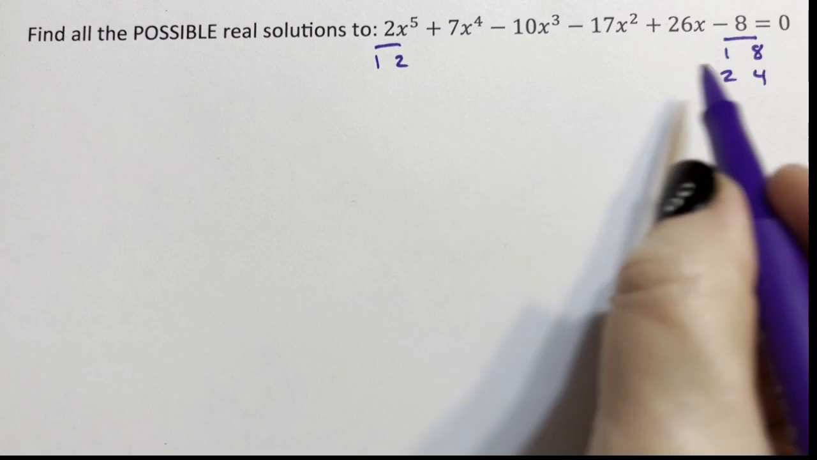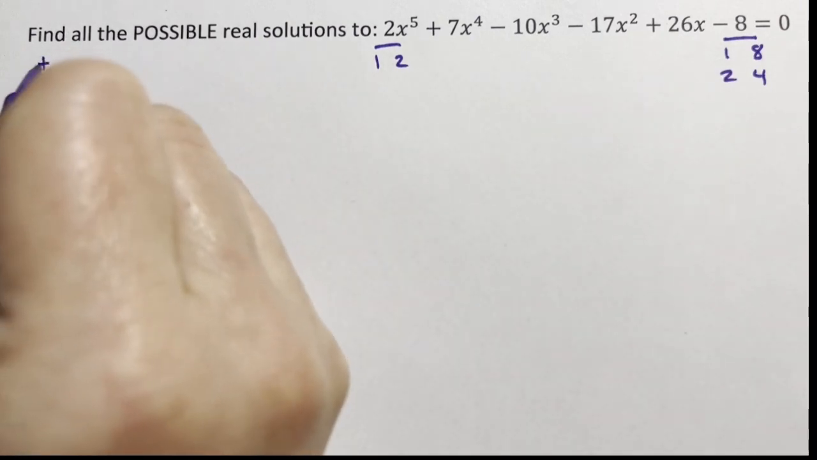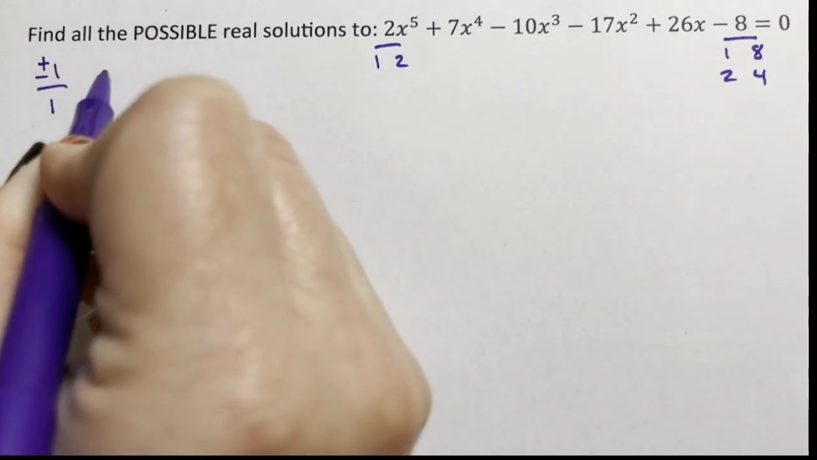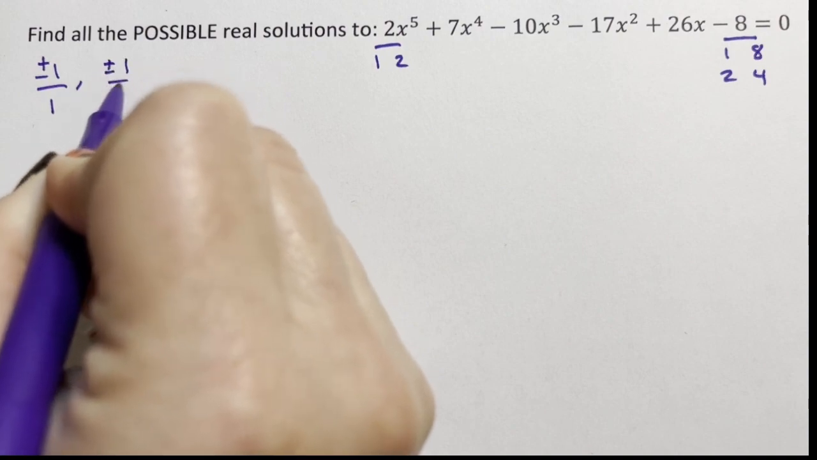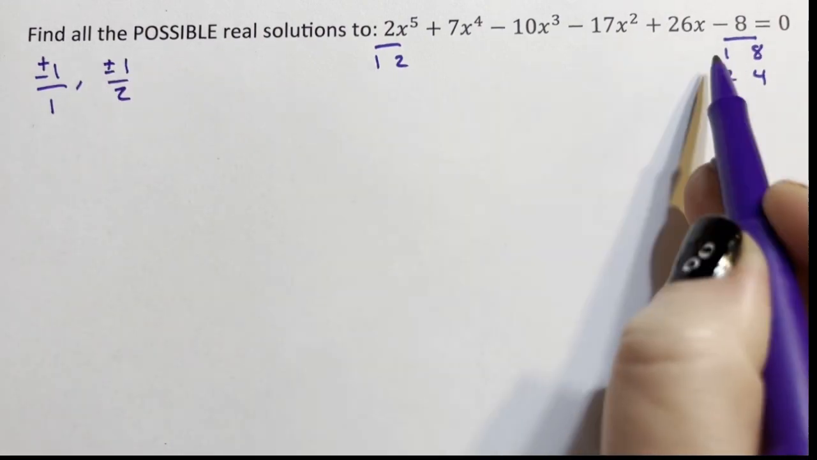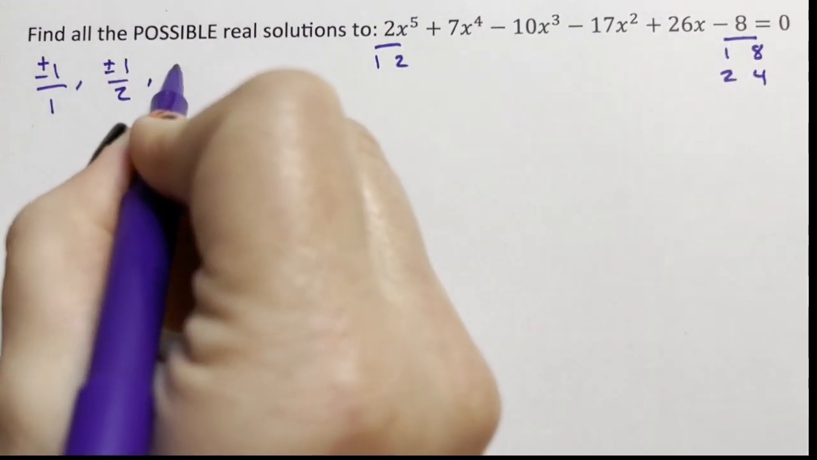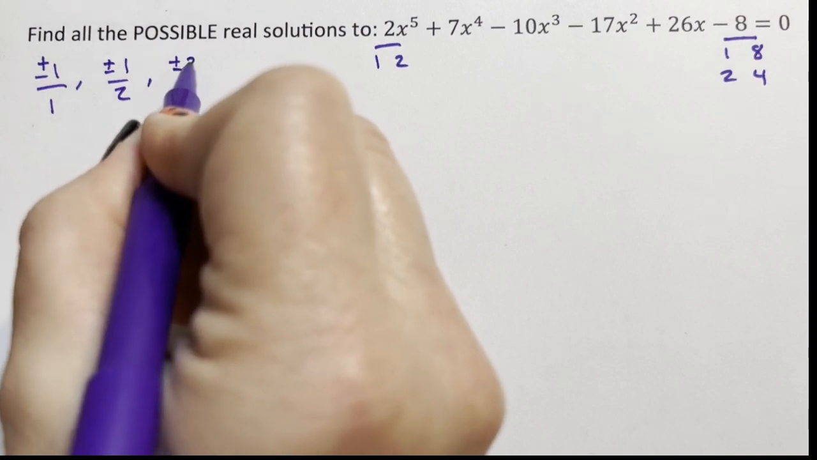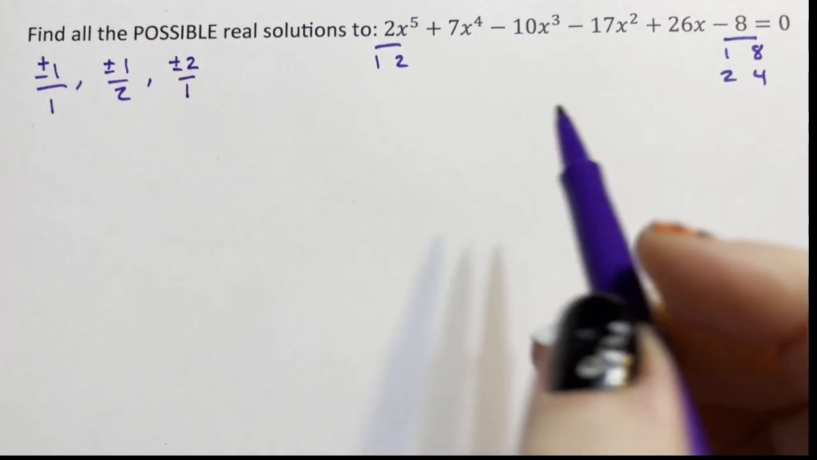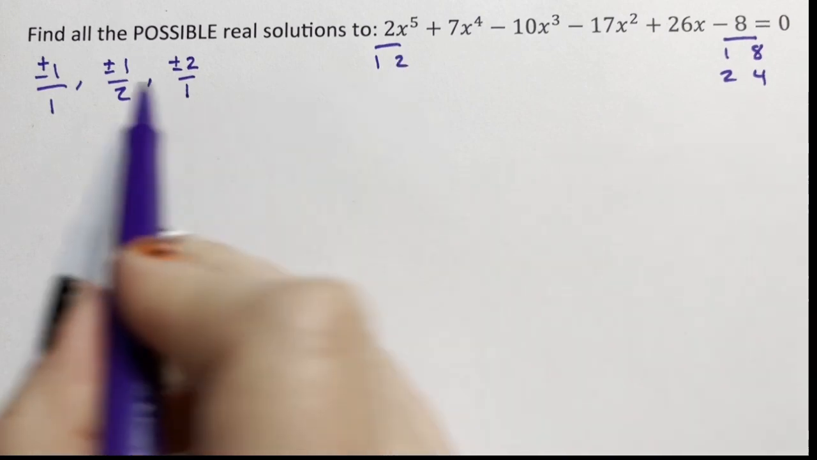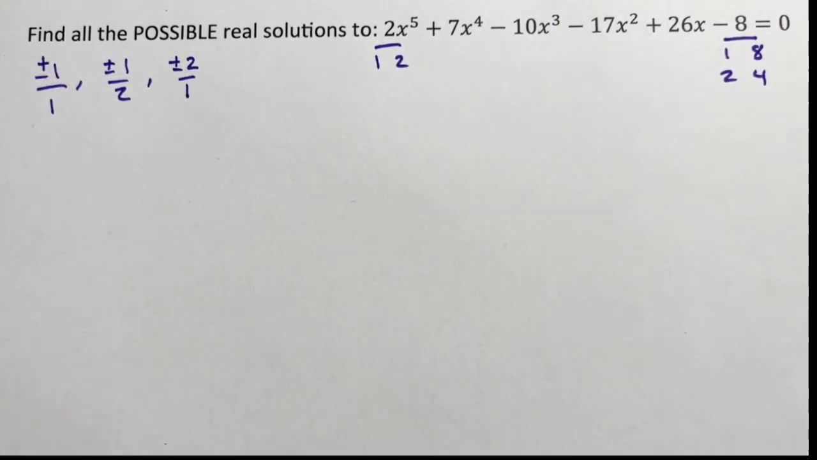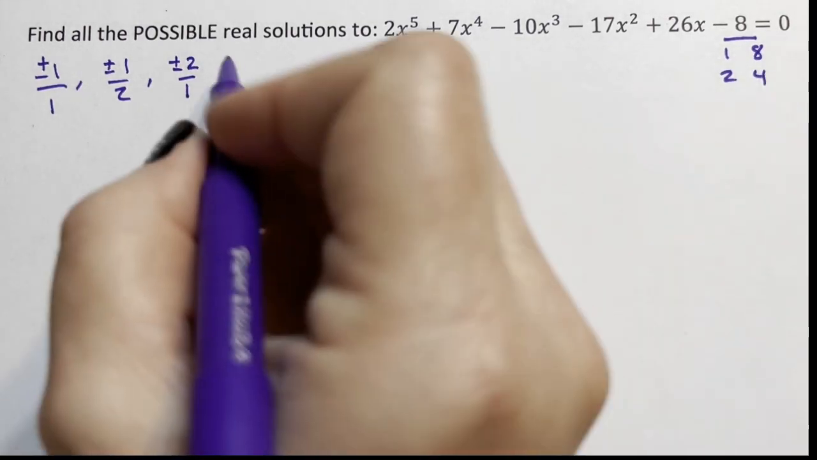So we'll start with 1, plus or minus 1 divided by 1, plus or minus 1 divided by 2. That's 1 divided by 1, 1 divided by 2. Next we'll go to 2. Plus or minus 2 divided by 1. And I would do 2 divided by 2, but 2 divided by 2 is the same as 1, so I don't think I need to write it. It is a duplicate.